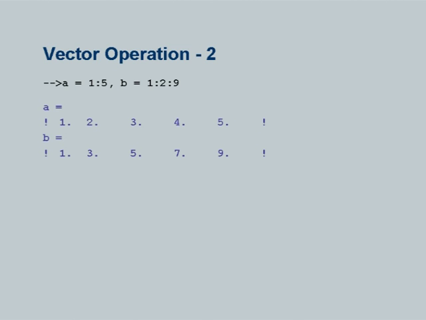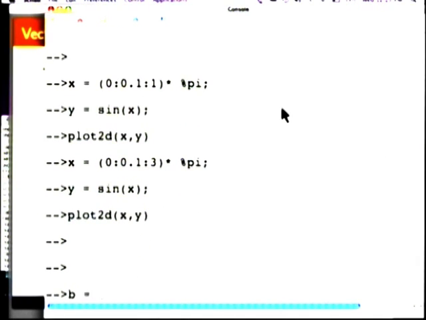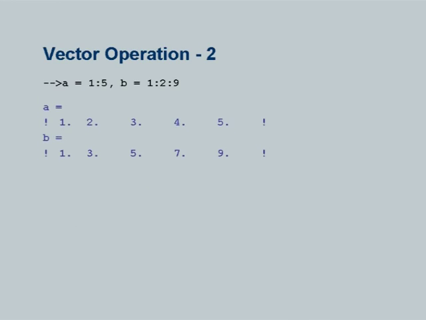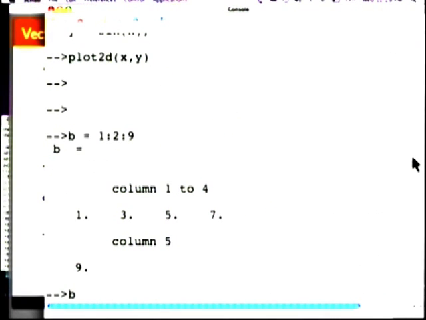Now I want to do a small calculation. Let me just repeat that. B equals 1:2:9. The answer is 1, 3, 5, 7, 9. Now what I want to ask is, in fact, I have the question here. What will happen to B of 1:2:5? What will be the answer? B is 1:2:9, it has given me this vector. Now I am asking this question, B of 1:2:5. Can anybody guess the answer? Okay, we haven't got the answer. Let's first find what 1:2:5 does.